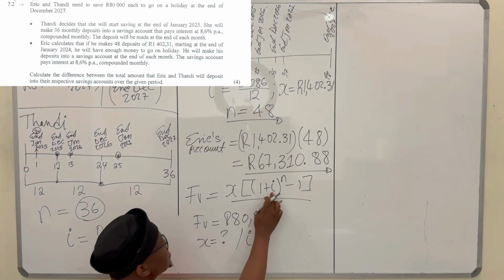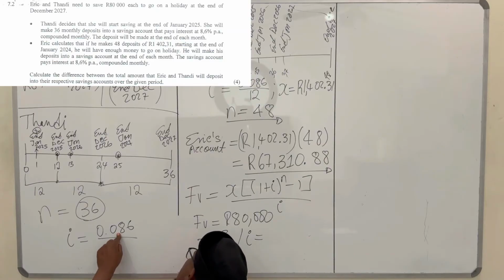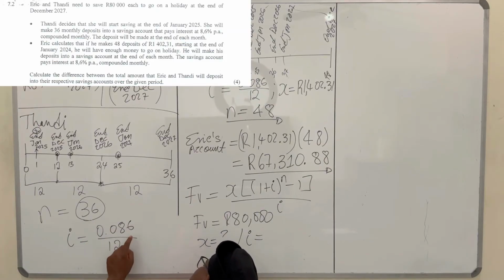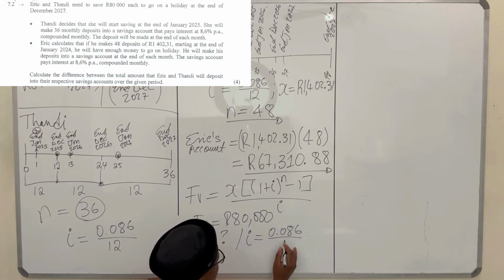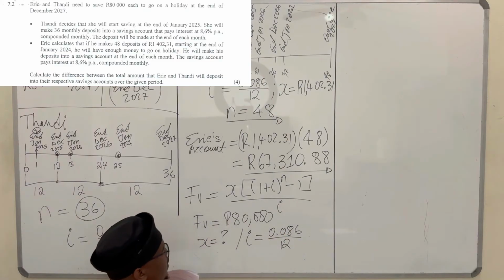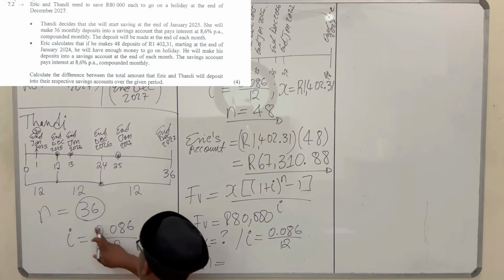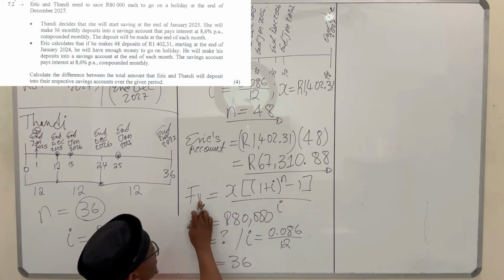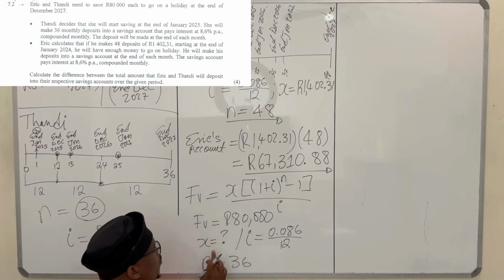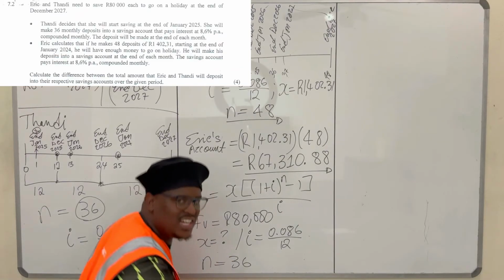I is the interest rate earned in that account. We're told that she was earning 8.6% per annum, which means each month she will be getting 0.086 over 12. Then N is the number of payments. Tandi made 36 payments into that account. And that's it, so we can substitute this here. Future value 80,000. Monthly deposits, what we don't know, which is what we want to find. Once we find the monthly deposits, we can multiply it by 36 and see how much she deposited into the account.